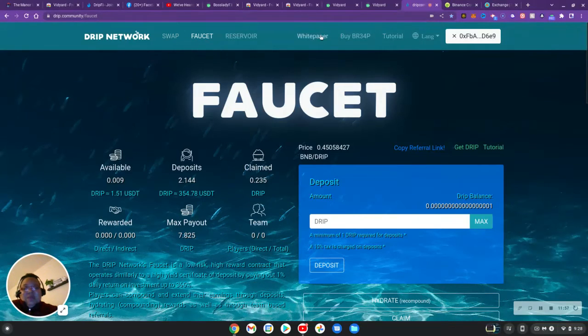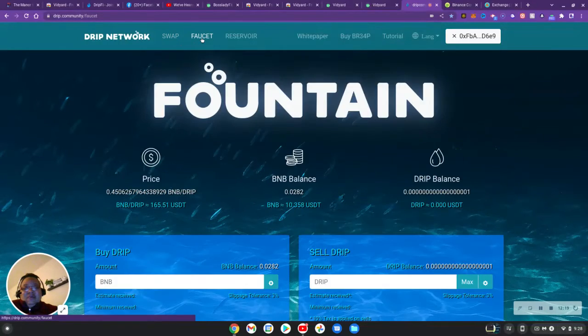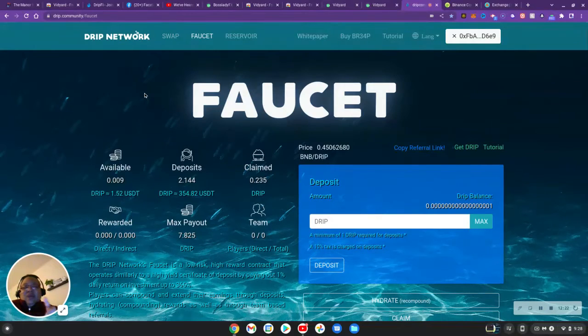Okay, there are white papers here. You can read the white papers. This is totally for the team stuff that people are doing. They've got tutorials, and I don't even know what this is. I know it's for the team stuff, but I don't care. Anything I'm in, the swap link and the faucet link, those two are the only two I care about.